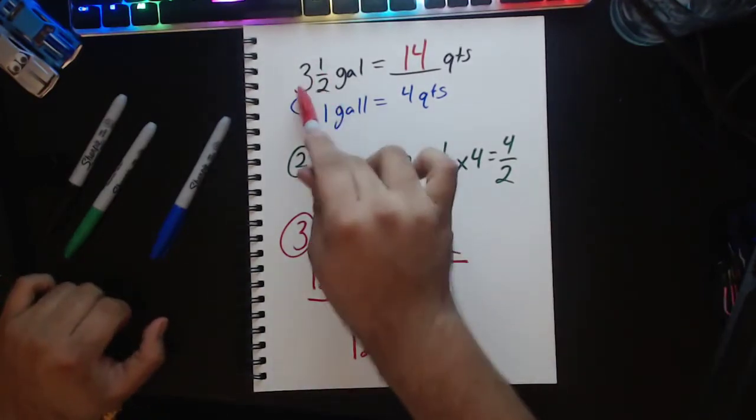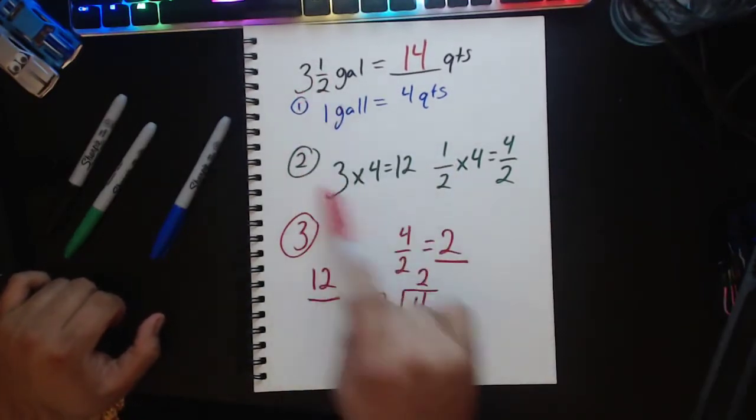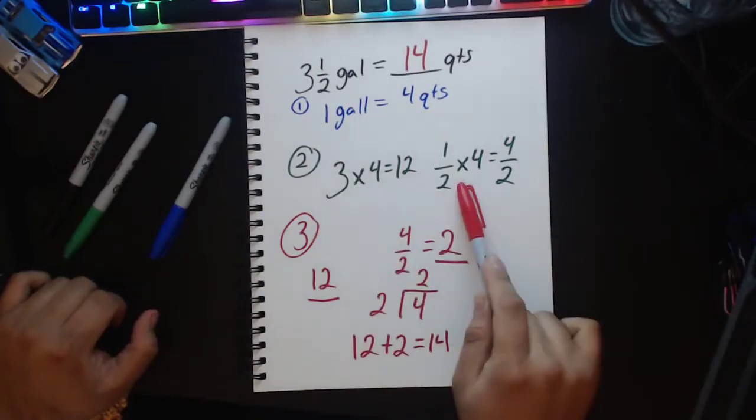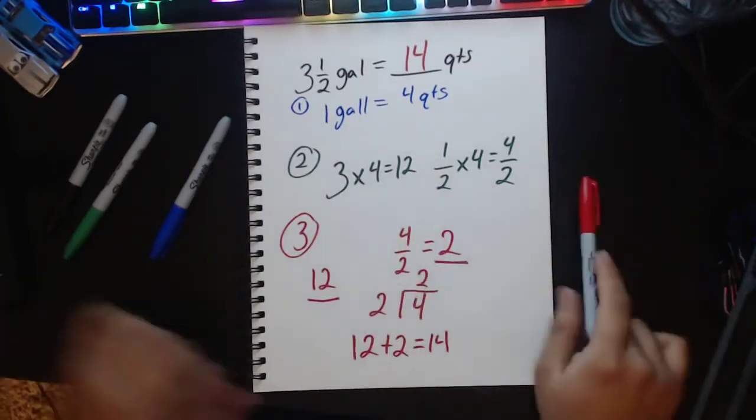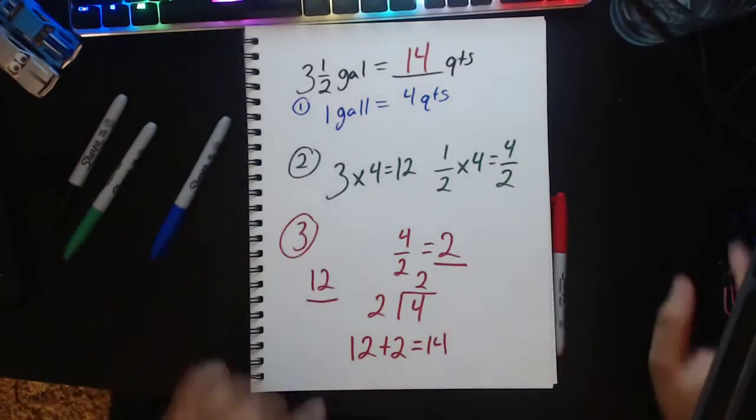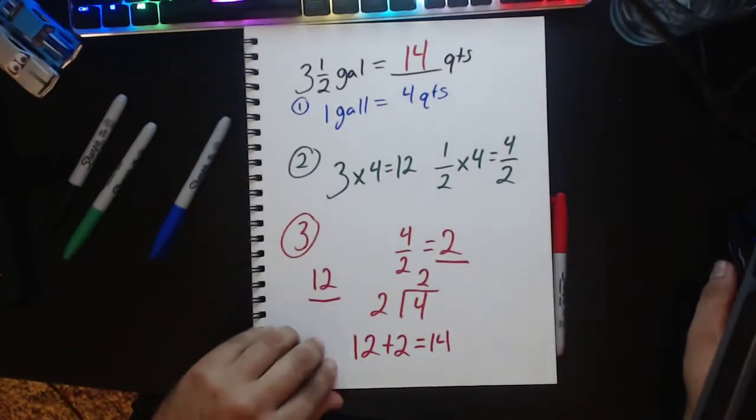And this way, we broke apart our number here, our 3 and our half. And then we multiplied it by the 4, because we're going from a big unit to a small unit. Let's do one more.